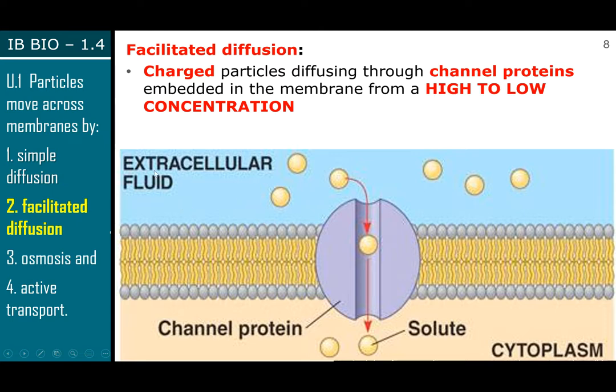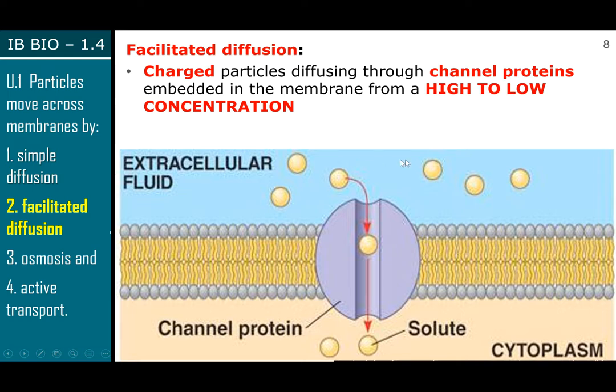So here we have extracellular fluid. This is the fluid outside of the cell. This is the cytoplasm inside the cell. We have a protein right here, a transmembrane protein, and we have some solutes. Now, when we're talking about facilitated diffusion, this is charged particles or larger molecules diffusing through channel proteins that are embedded in the membrane from a high to a low concentration.